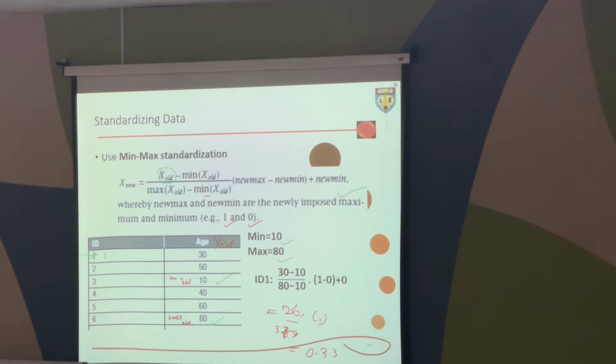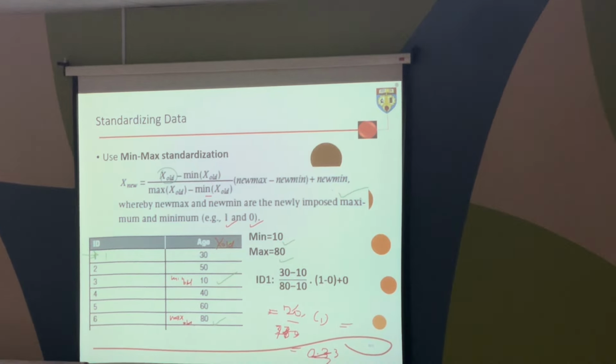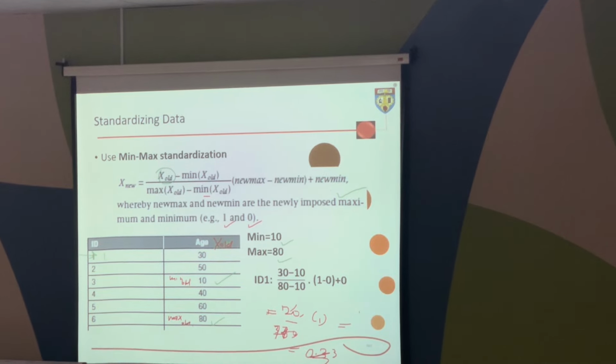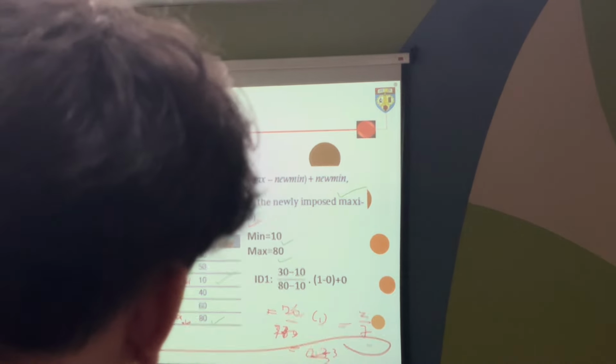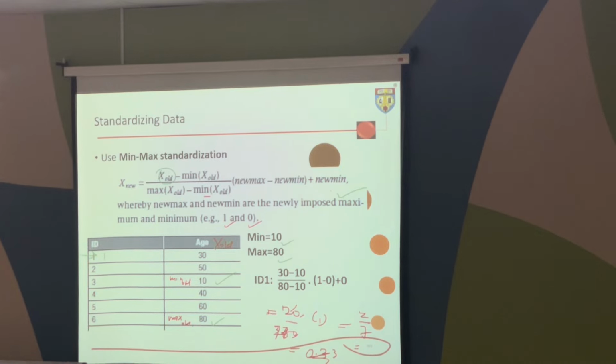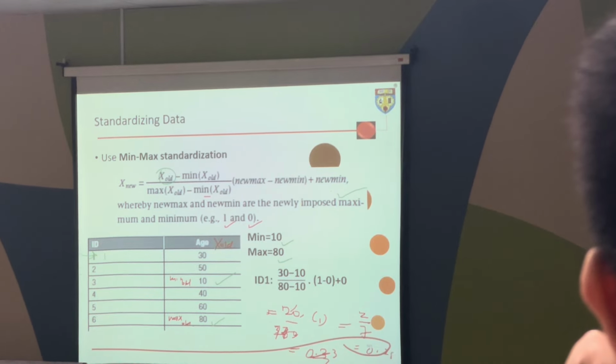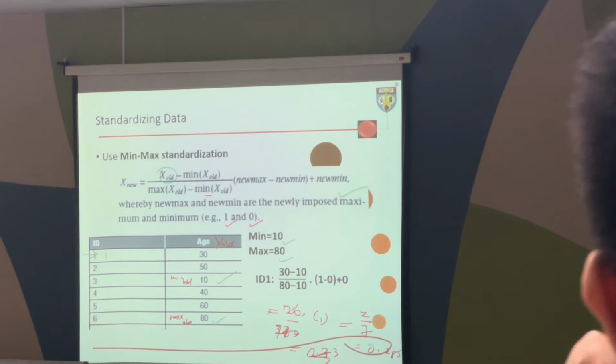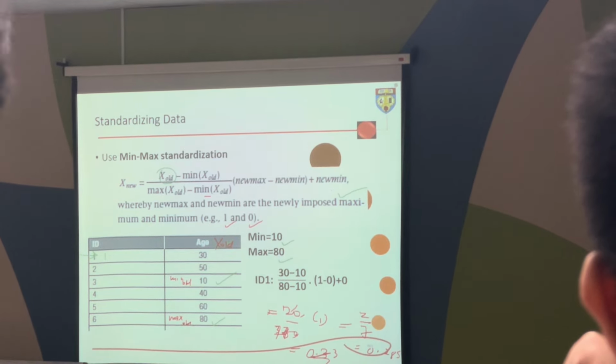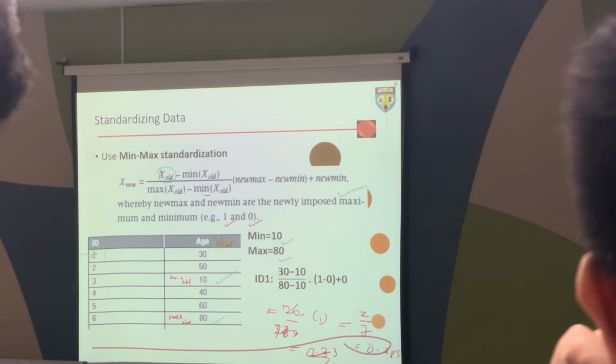It's 70. So 70. So 2 over 7. Right. Well, in floating number? $285. Okay, so your first task is to calculate the new values for the age after you have standardized it by using min-max for record 2 up until record 6.